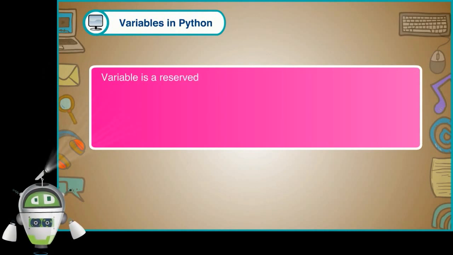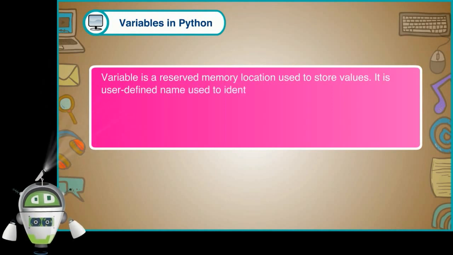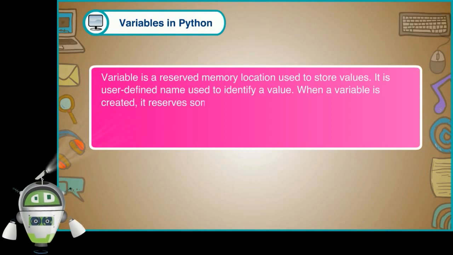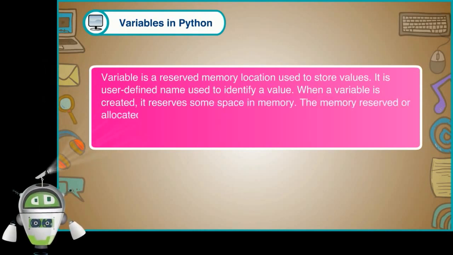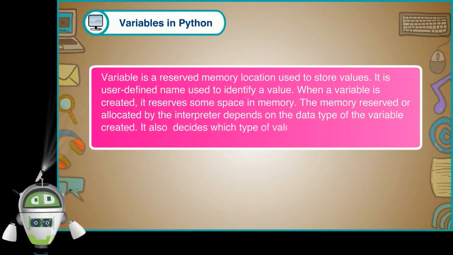Variables in Python. A variable is a reserved memory location used to store values. It is a user-defined name used to identify a value. When a variable is created, it reserves some space in memory. The memory reserved or allocated by the interpreter depends on the data type of the variable created. It also decides which type of value can be stored in this variable.